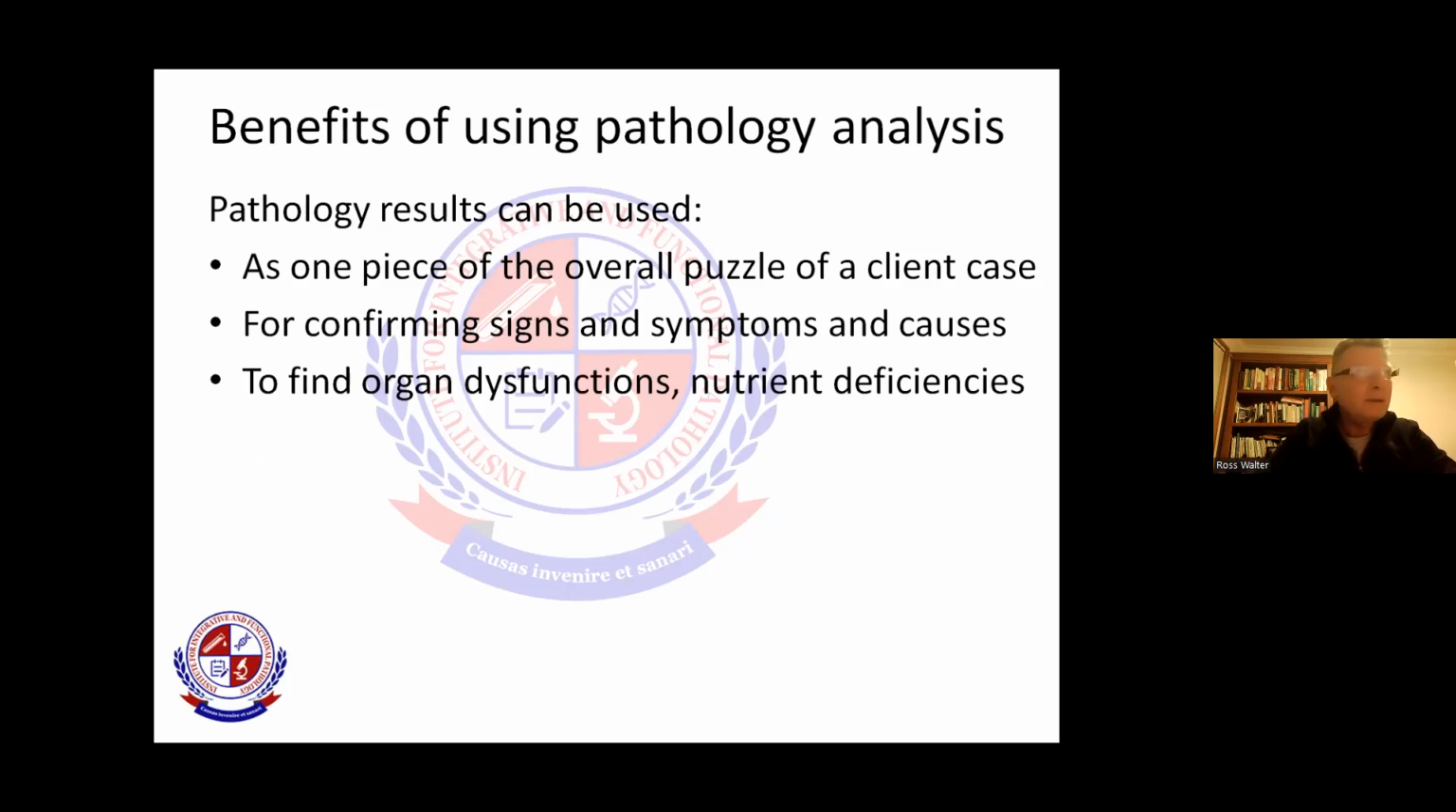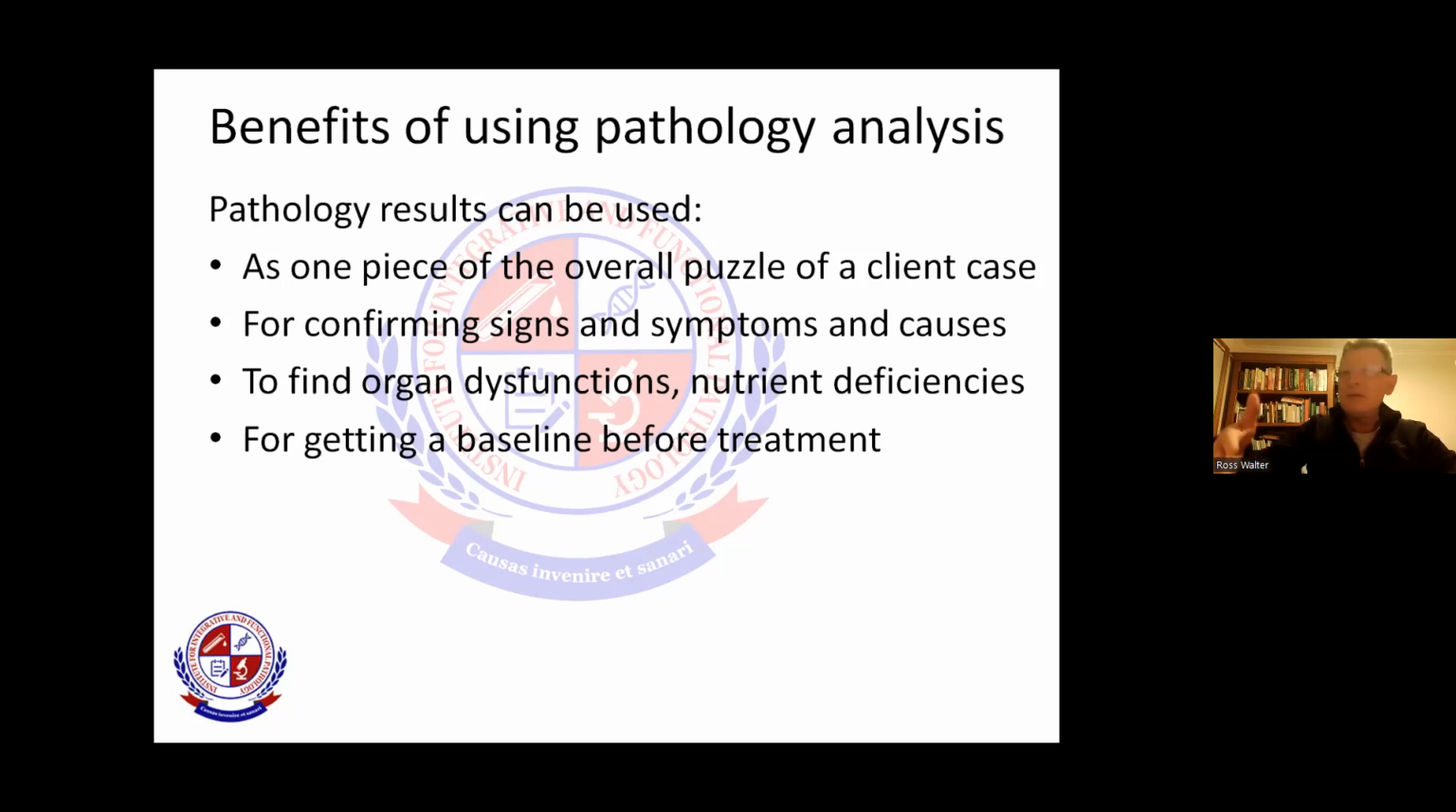You might come up with some actual surprises in the results, but that's good because you can then start to do something about it. So you can find organ dysfunctions, nutrient deficiencies. You can use the pathology results as a baseline. These are the results before you start treatment, and then after you start the treatment plan and recommendations, maybe 3 or 6 months later, you can potentially retest, redo those tests.